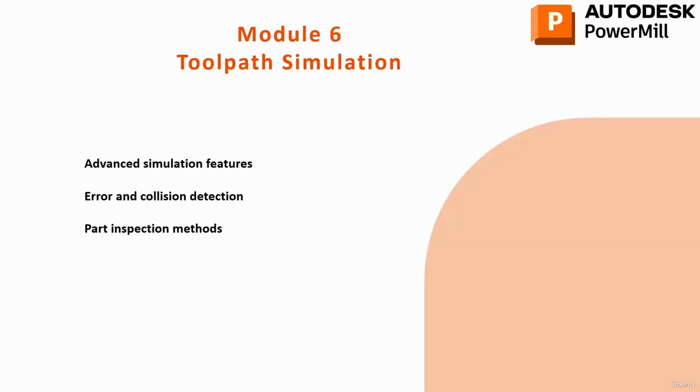We have already started module number 6, which is all about toolpath simulation. In the toolpath simulator we have discussed the advanced simulation features, and the last topic we covered was error and collision detection. Right now it's going to be part 2 of error and collision detection. Today we have to study gouges, their features, and all these things.